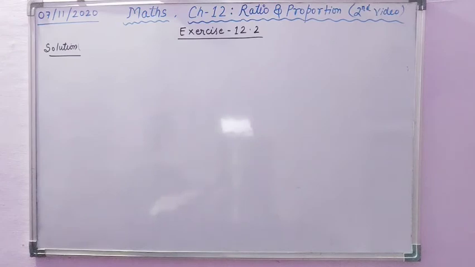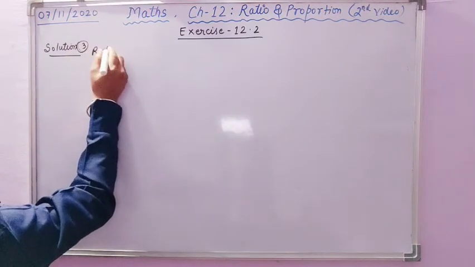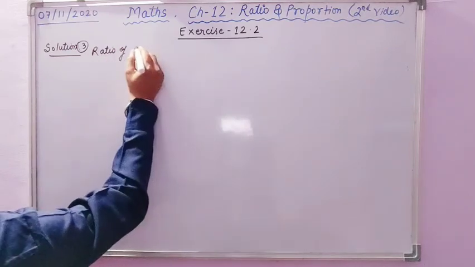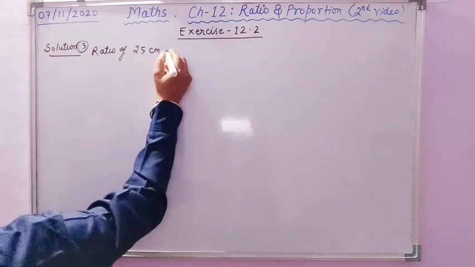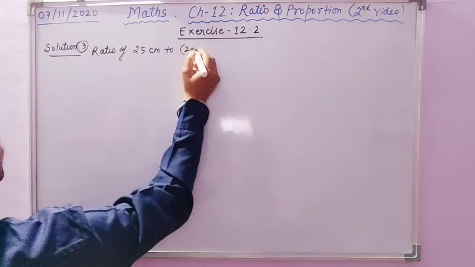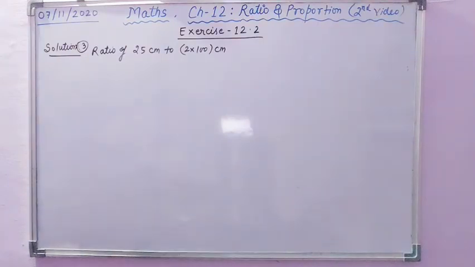Now students, let's solve question number 3. Do the ratios 25 centimeter to 2 meter and 25 seconds to 30 minutes form a proportion? So the solution of it. The ratio of 25 centimeter to 2 into 100 centimeters. Students, you already know that 1 meter is equal to 100 centimeter and 2 meter will be equal to 200 centimeter.